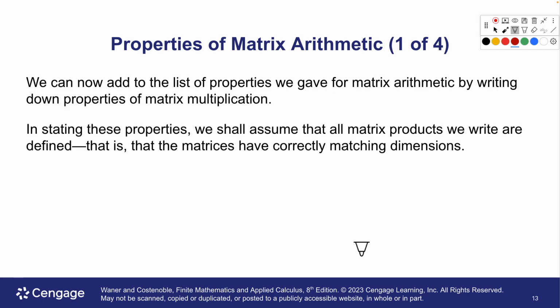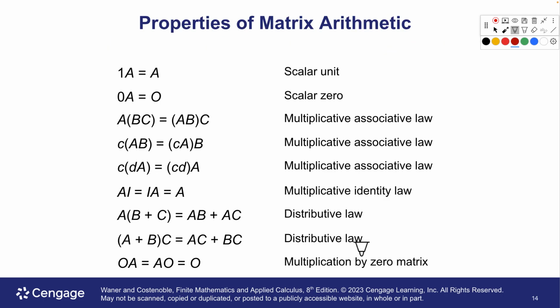And again, we always need to check the dimensions of a matrix as we go through and multiply. So here are just some quick and easy properties. If we multiply a matrix times the scalar 1, that's a number 1, not a matrix, we just get the matrix back. We multiply by 0, everything turns to 0. We have an associative law of multiplication.